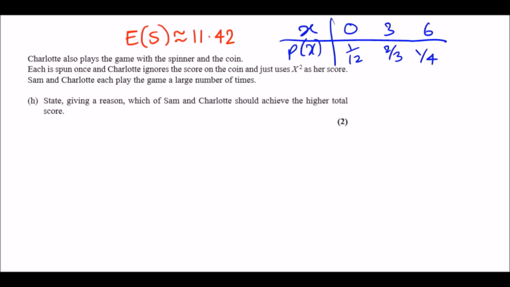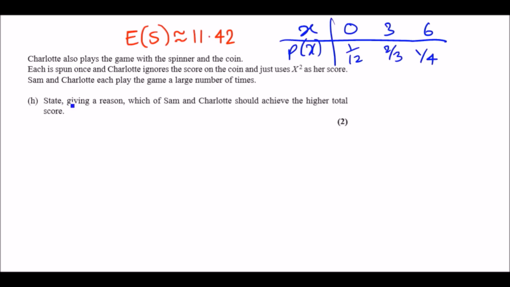And here we go, part H. So Charlotte also plays the game with the spinner and the coin. Each is spun once, and Charlotte decides to simply ignore the score on the coin and just use x squared as a score. So that's why I got the x distribution right here. Sam and Charlotte each play the game a large number of times. All right, let's have a look.